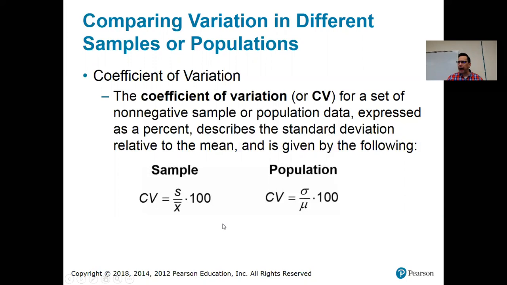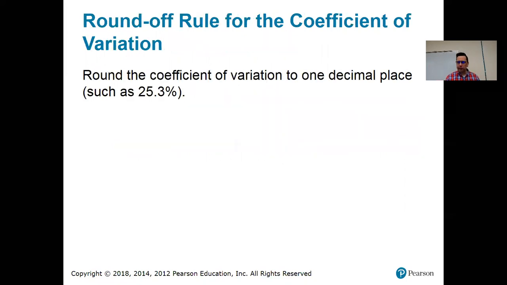So here's how you do that. If you're dealing with a sample, either way, you do the standard deviation divided by the mean, and then multiplying it by 100 just changes it from a decimal to a percentage. That's all that does. Okay. All right, so I made up this silly little word problem. Here's the round off rule for coefficient of variation. Round it to 1 decimal place and write it as a percentage.